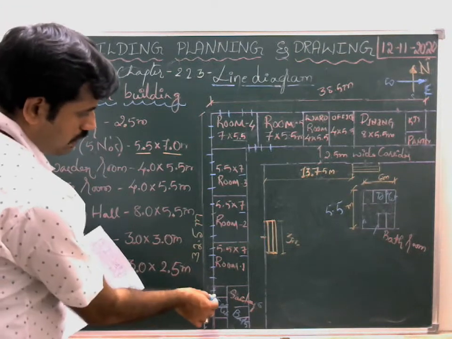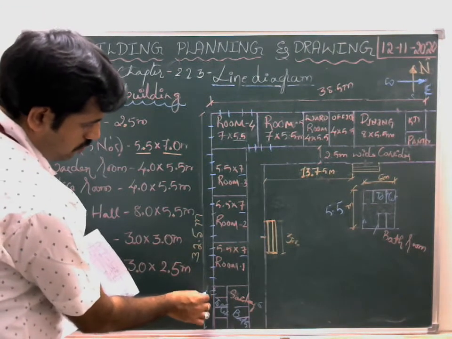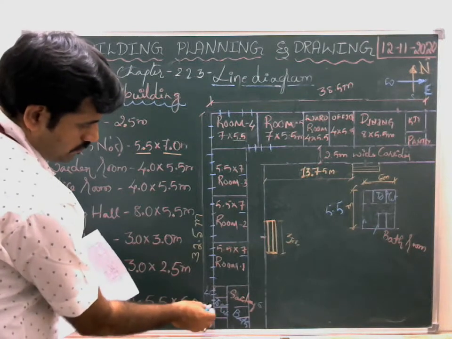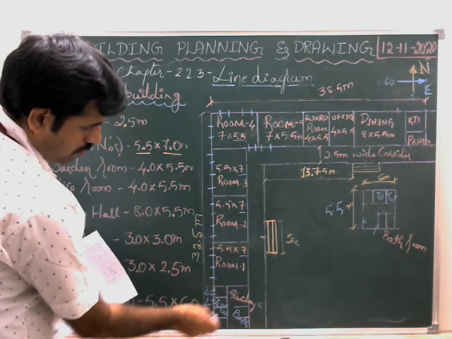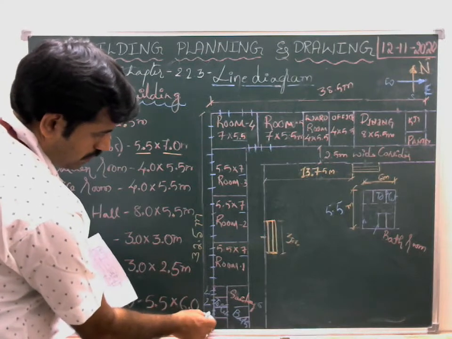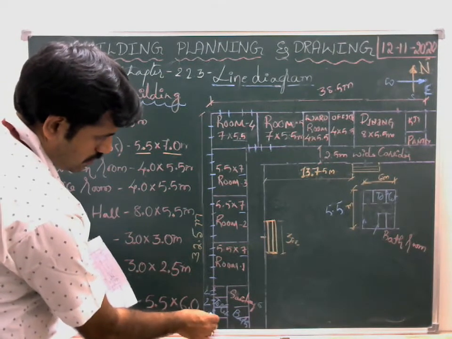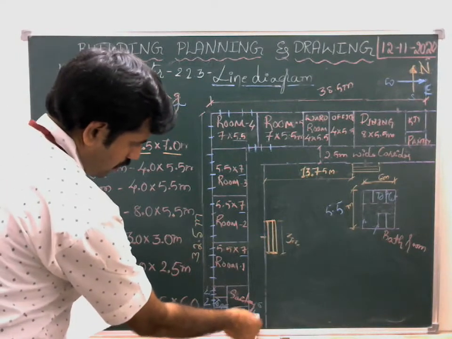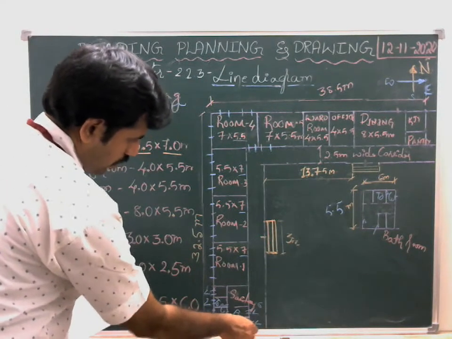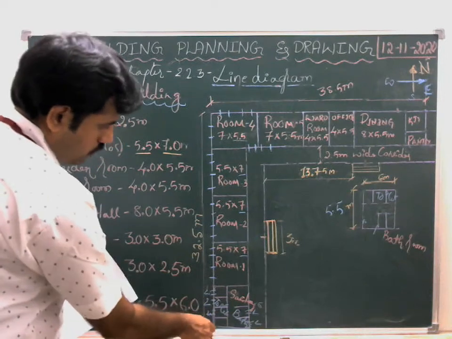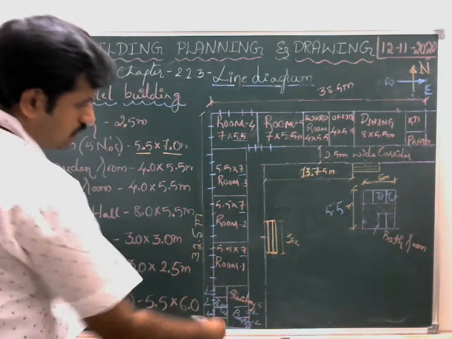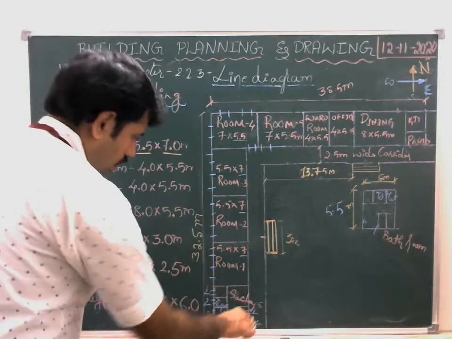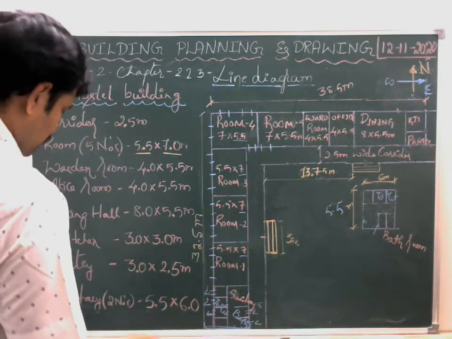In toilets and bathrooms, we won't provide windows, we have to provide ventilators. I think you know the basic difference between a ventilator and a window at this stage. This is a bathroom, so we are going to provide a ventilator here. And this will also open to open space, exposed to the open surface, so you can provide a ventilator here also.